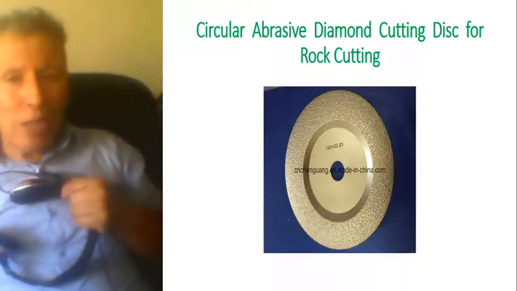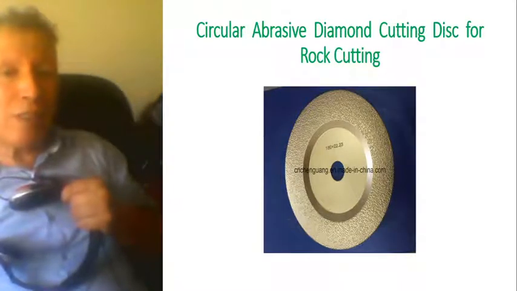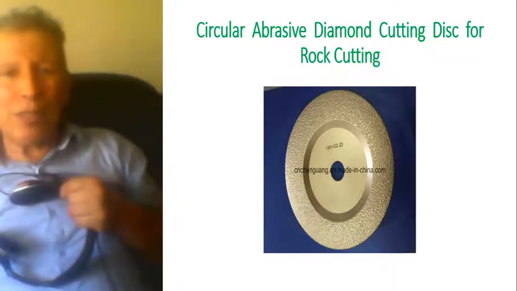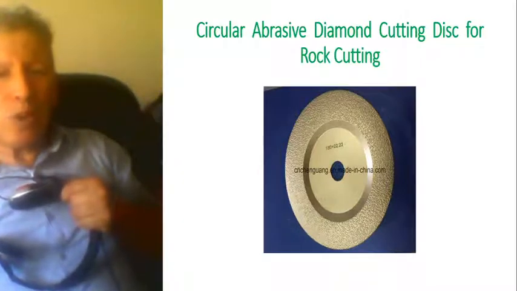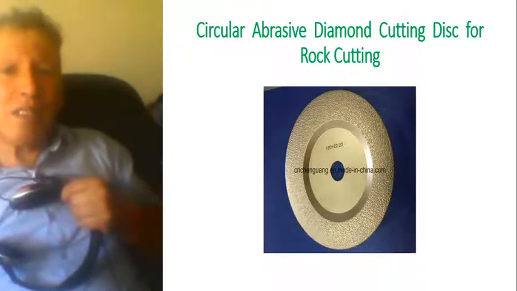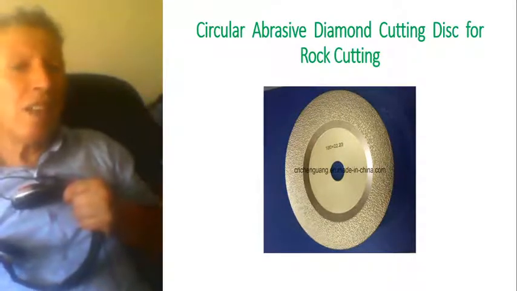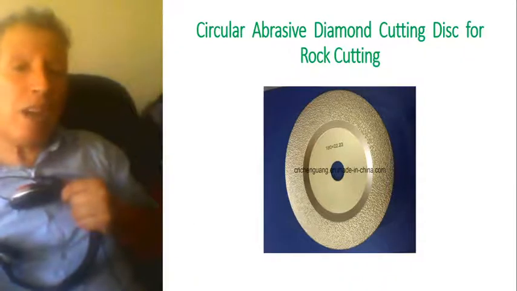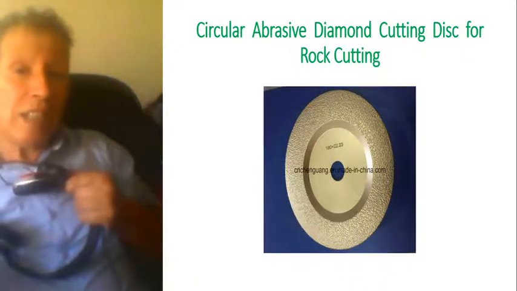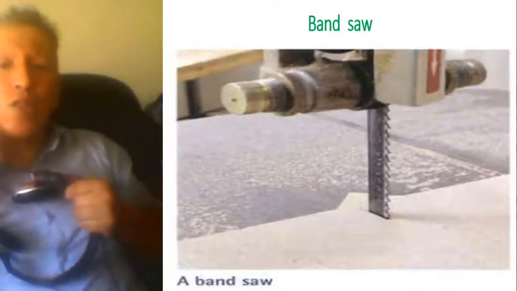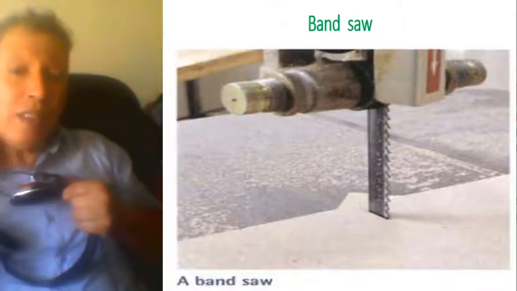As you know, diamond is the hardest material, one of the hardest materials, I would say, and therefore small pieces or dust of diamond is used in abrasive tools, abrasive circular discs, cutting discs, to cut things which are very hard, like granite, for example. This is a band saw, as you can see.